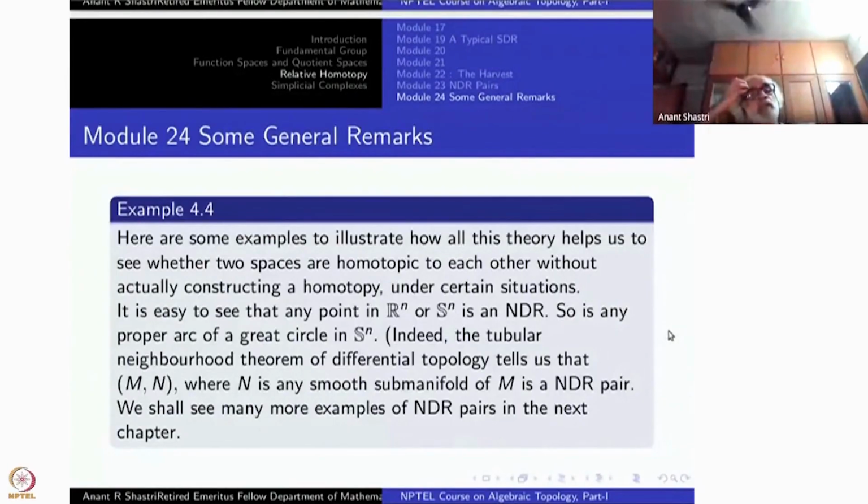So, in this module, we will try to sum up a number of things that we have done about relative homotopy. In particular, I will try to illustrate how this theory helps you to see that two given spaces are homotopic, whenever they are, of course, in many somewhat easy situations without writing actual homotopy equivalence.